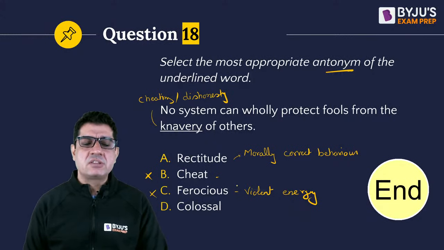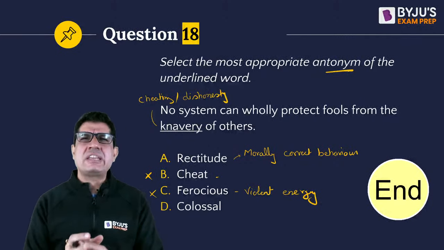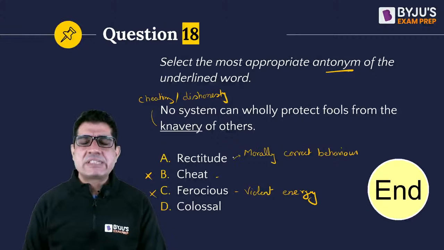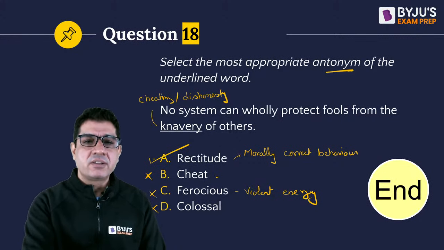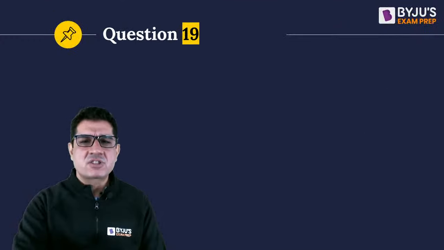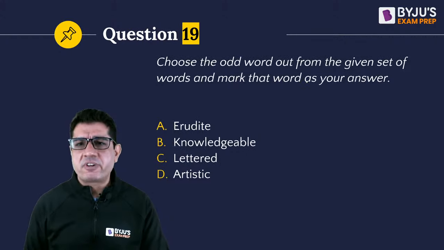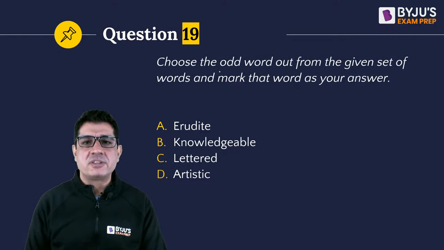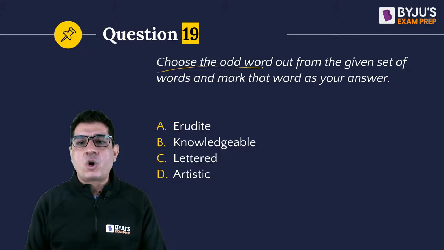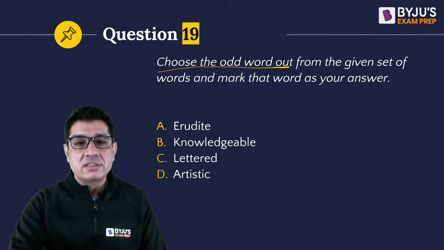Colossal simply means very great in size or very great in force. Once again, is neither a synonym nor an antonym, so it will be irrelevant. The best answer for us here will be knavery. And here comes your next question. Solve it on the basis of the directions provided. So you've been given 4 words. You're supposed to choose the odd word out from the given set. And your time starts now.